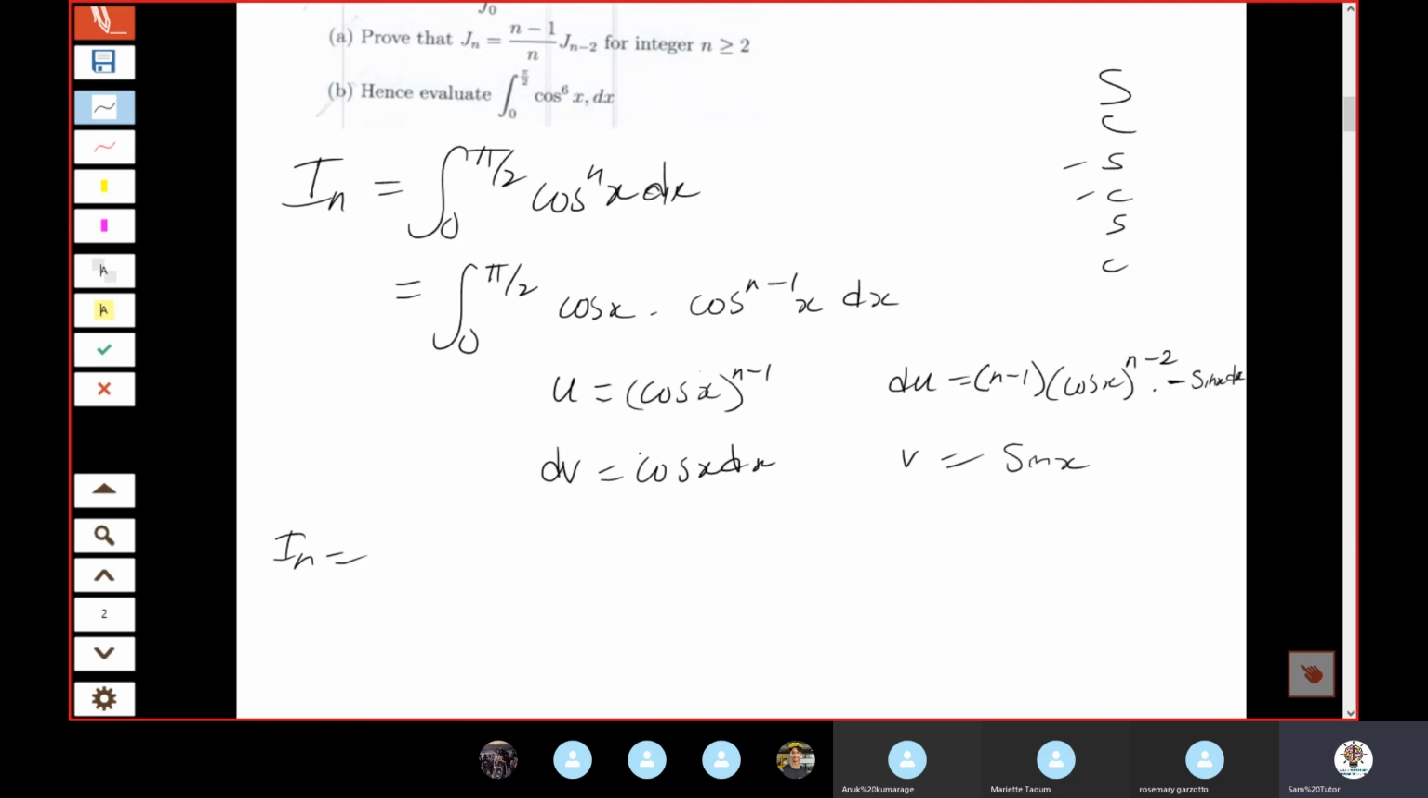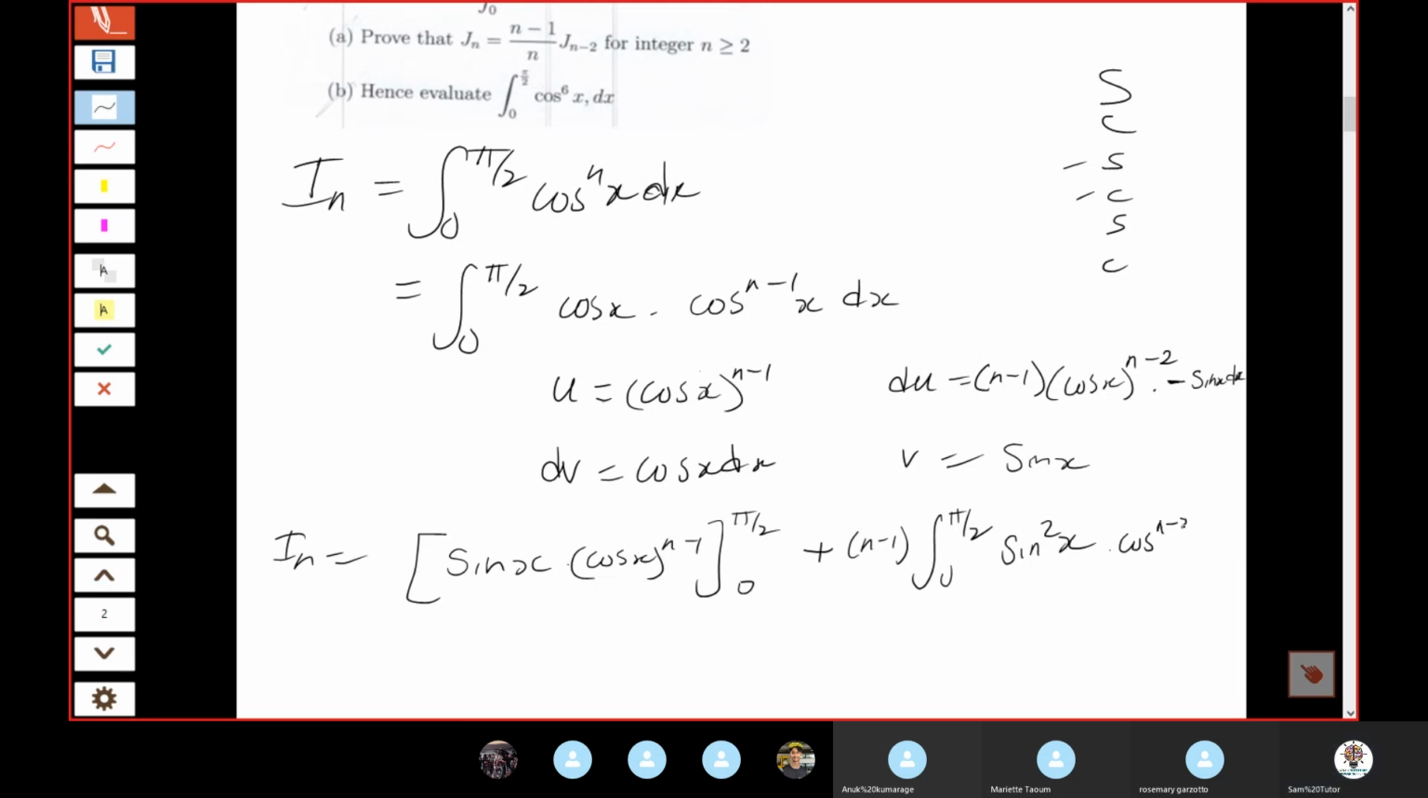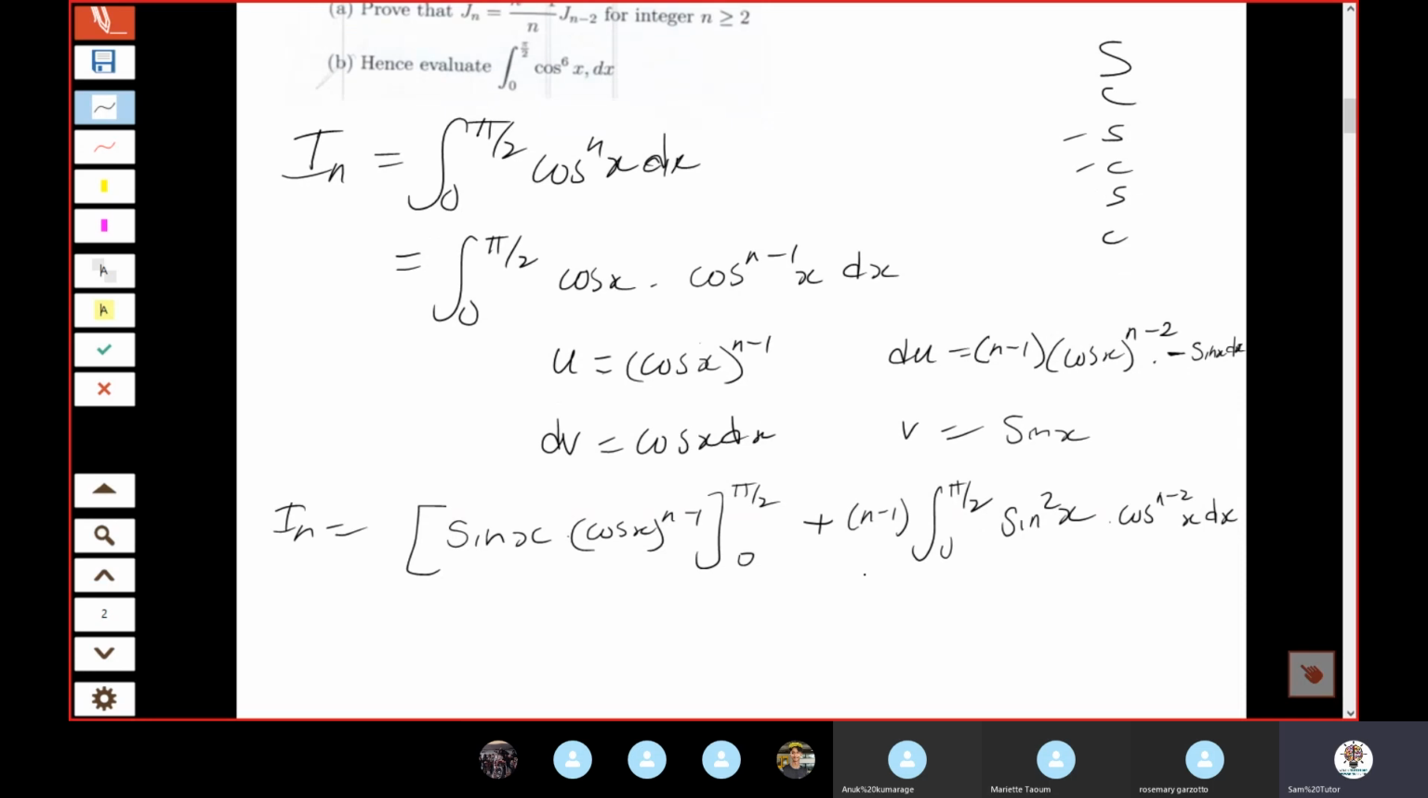Next line, I would do that by these two. So open brackets, sine x times cos^(n-1) x, from 0 to pi on 2. Minus, and then there's a negative, so again that becomes a plus. You start to learn to keep this in the outside, and then the integral from 0 to pi on 2 of sine times sine is sine squared cos^(n-2) x dx. Okay. Anyone still not able to get that, or confused about how we got that? Just needs help? Talk to me now.